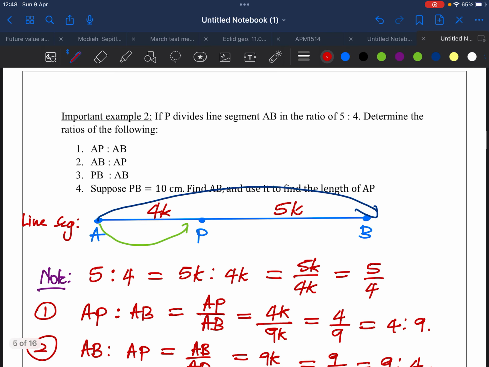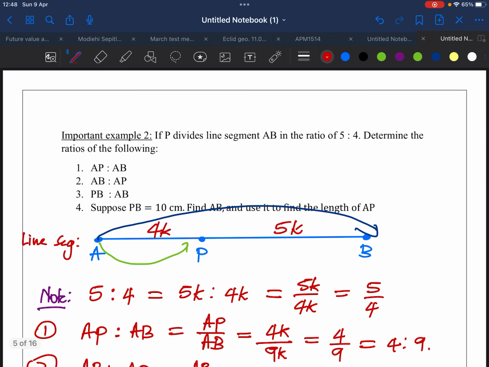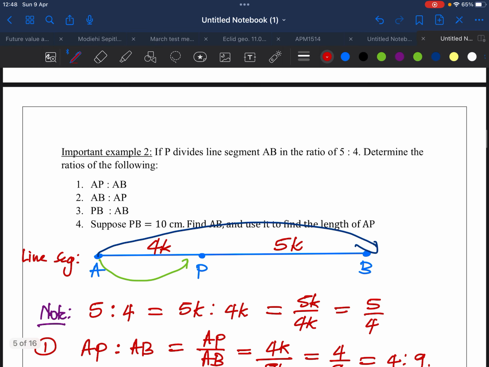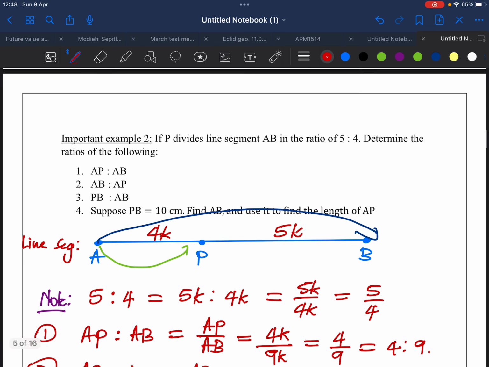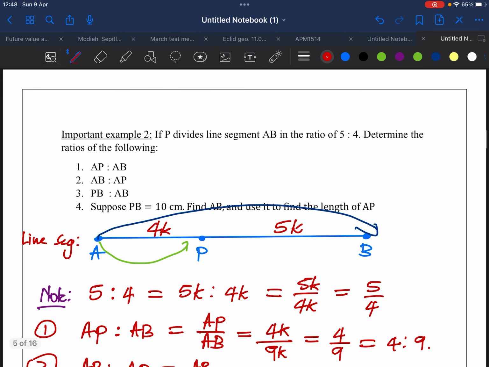So now what about number 4? I'm just going to do number 4 here. Suppose that PB is 10 centimeters. Now you want to find AB and use it to find the length of AP.